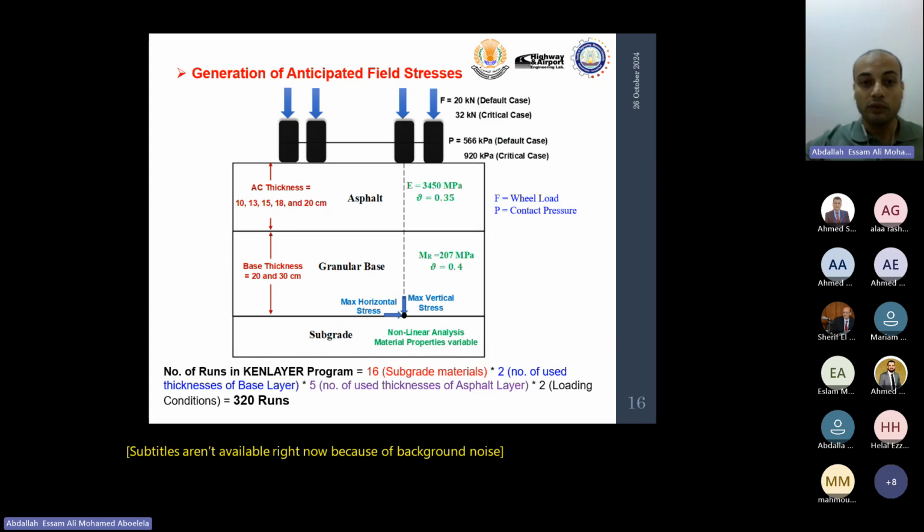The thickness for pavement layers is used as in the G study to determine the maximum vertical and horizontal values of stresses at the top of subgrade materials. The vertical stress represents the values of deviatoric stress, and the horizontal stress represents the values of confining pressure. And we used the modulus for asphalt and the base layer as used for the G study. However, for subgrade, we depend on the characterization of local investigated subgrade materials using nonlinear analysis by KENLAYER software. As shown, the number of runs is 320, based on the different cases for traffic loading, the number of investigated materials, and the number of thicknesses for asphalt and the base layers.